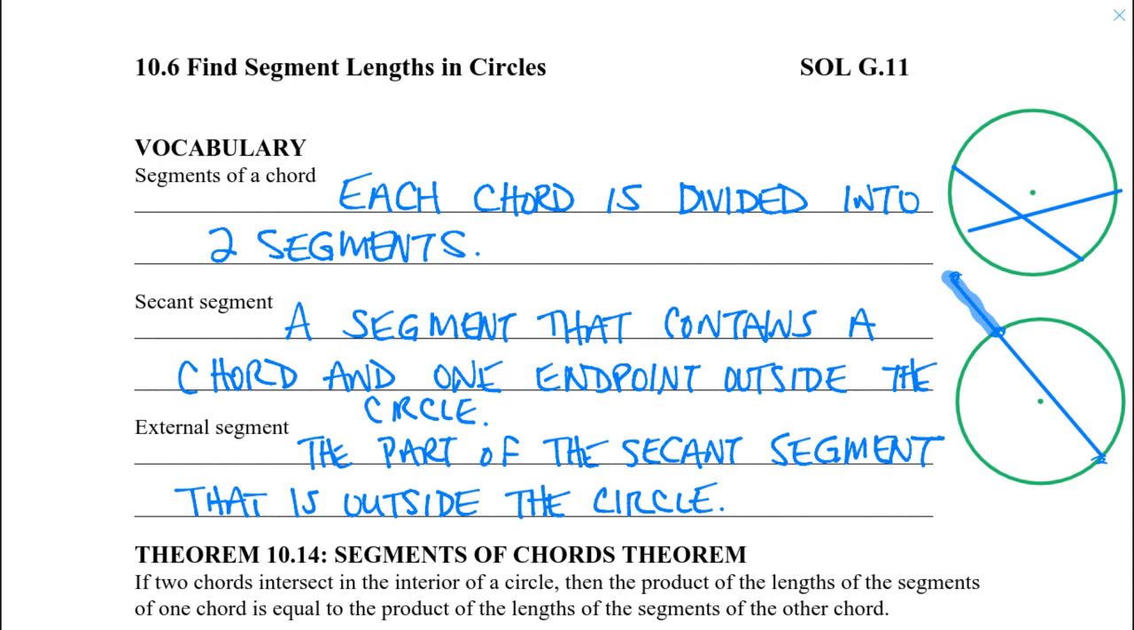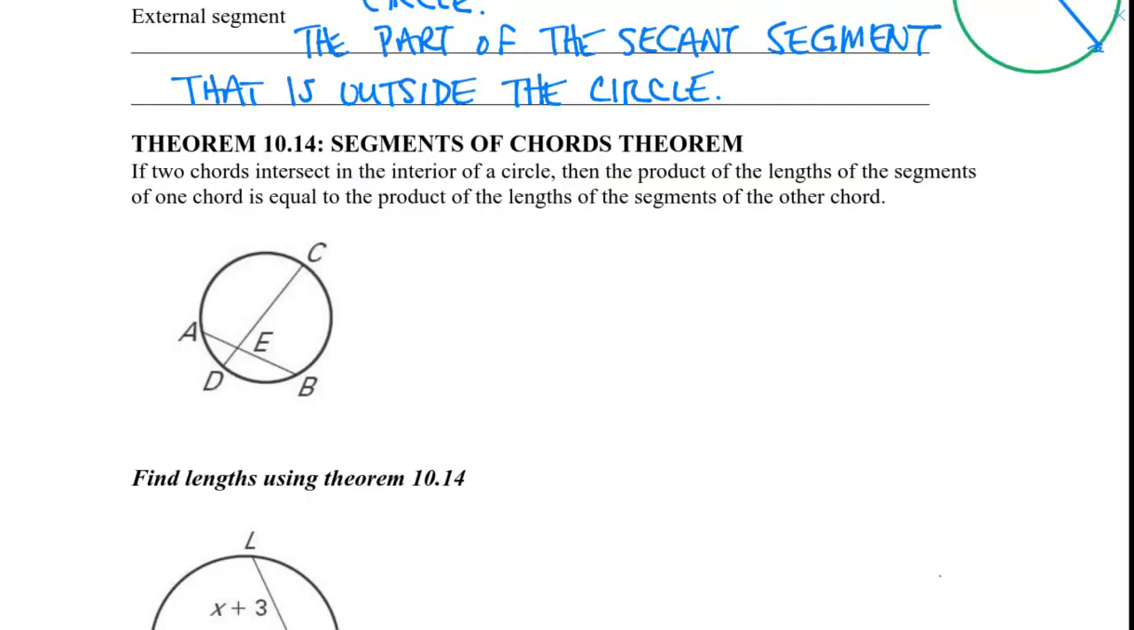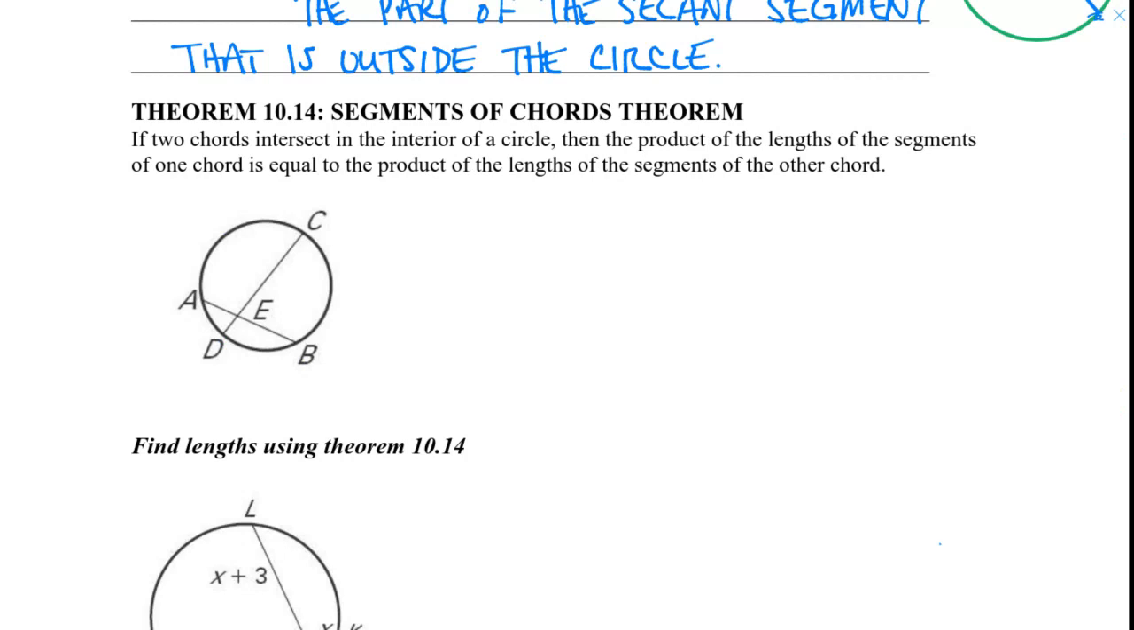All right, now that we have those definitions, let's go ahead and start taking a look at some theorems and some examples. Theorem 10.14, segments of a chords theorem. If two chords intersect in the interior of a circle, then the product of the lengths of the segments of one chord is equal to the product of the lengths of the segments of the other chord.